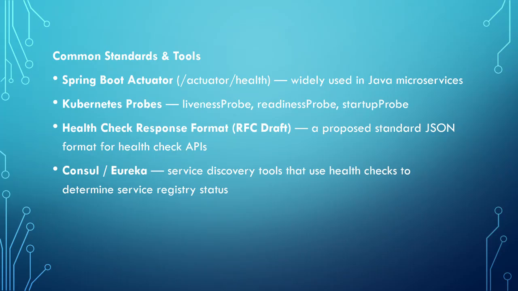Spring Boot Actuator, which by default provides actuator health, is used in Java microservices. Then Kubernetes probes: liveness probes, readiness probes, startup probes. Then the health check response format, a proposed JSON format for health check APIs, and then Eureka service discovery, on both the client side and the server side. Eureka stands on the client side. If you need any checks on the server side, we can put some checks on the application-level load balancer, which is the server-side service registry. Eureka is a client-side service registry.